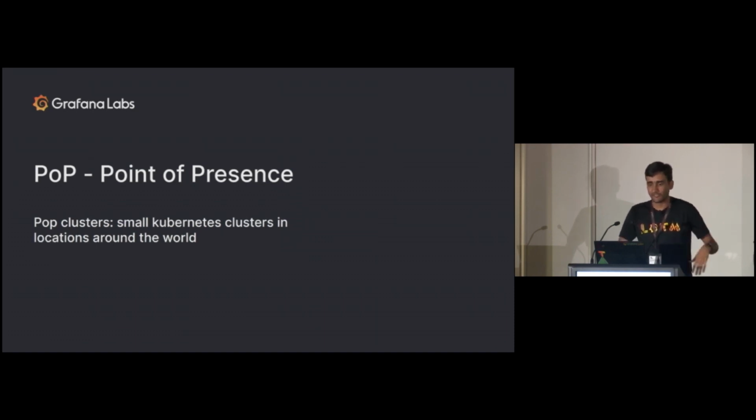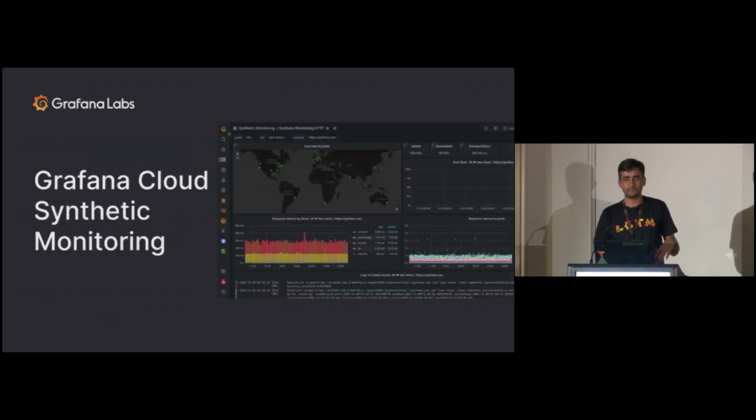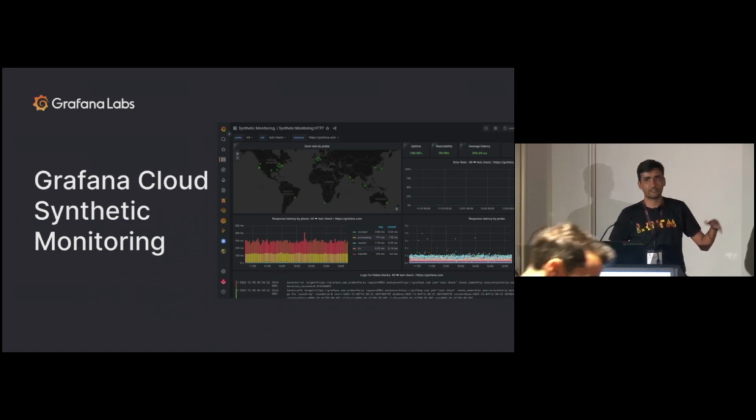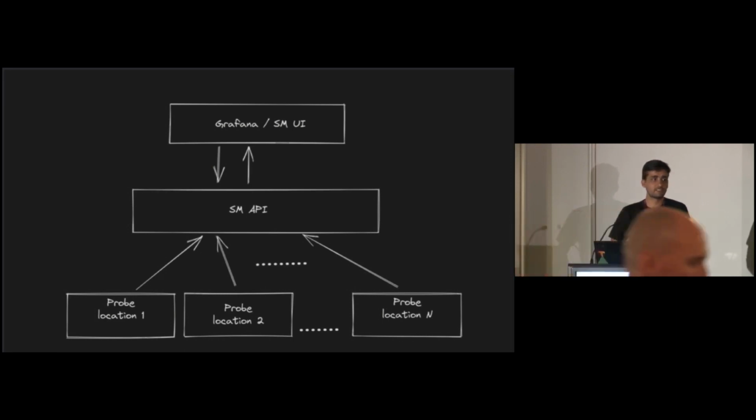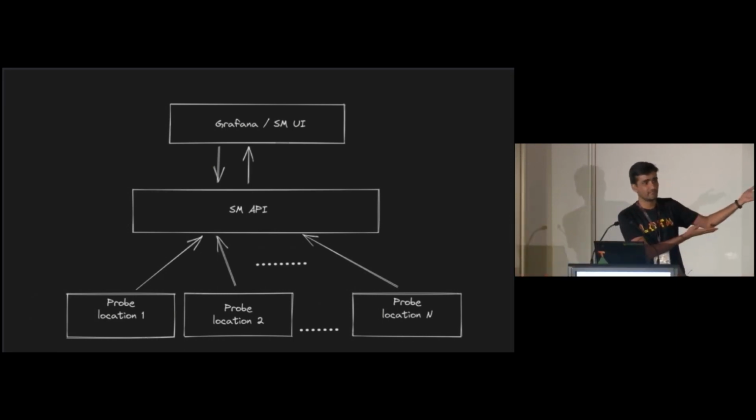Okay, so now the terms are out of the way. We can just talk about the product first, like how Grafana's synthetic monitoring is designed. It's relatively simple. There is an API that knows everything. You create a check, it goes and gets stored in a database. You use Grafana as a UI to talk to that API, but we expose the API via Terraform and a bunch of other tools as well. So you can use any other tools to create and configure your checks.